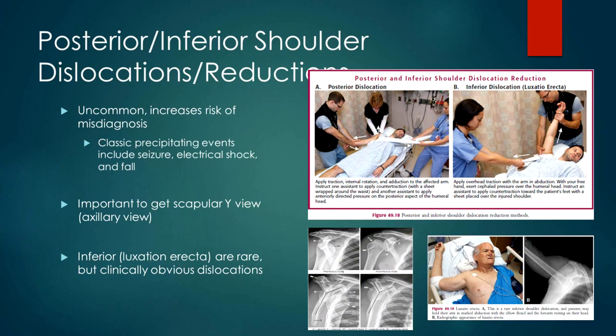Inferior luxatio erecta dislocations are rare but clinically obvious. That's what you'll see here in the bottom right picture. The patient's arm will be in marked abduction with a flexed forearm, with the arm lying somewhere back behind the head, and that's the inferior dislocation of the shoulder. It is fairly easy to reduce that. Basically, you just pull superior traction and the arm will pop back in.